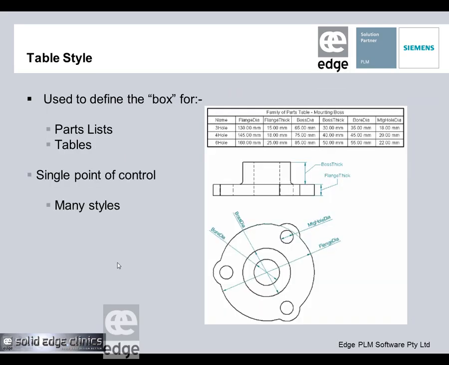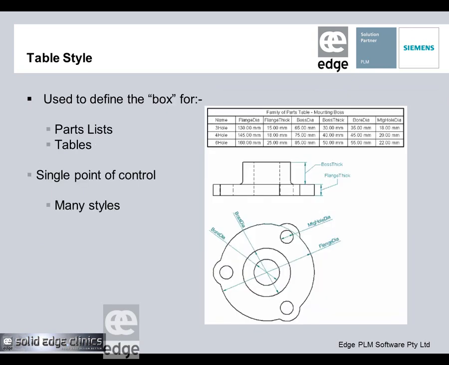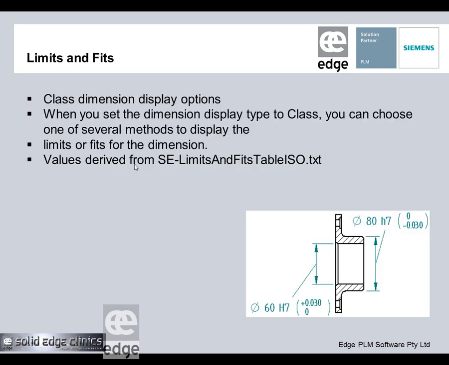Tables. Now, I know quite a few of us have looked at tables and thought, well, I can't really control them. The lines are too thick, and how do I control the lines, and so on. There's two aspects to this. There's the parts list and tables commands, which are used to build and to format the contents of these, the columns and everything. And then there's the table style, which defines the box. It just gives you a single point of control, and you can have many styles, and you can change styles on a table quite easily. So, let's take a look.